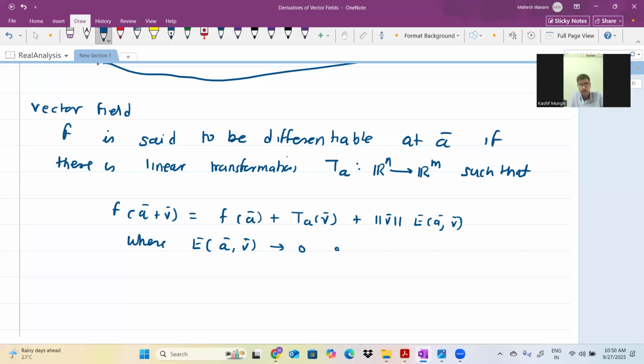This is a scalar that tends to 0 as the vector's norm tends to 0. Norm is always a scalar. Or you can write the norm of V is less than R, where R is a positive small number.